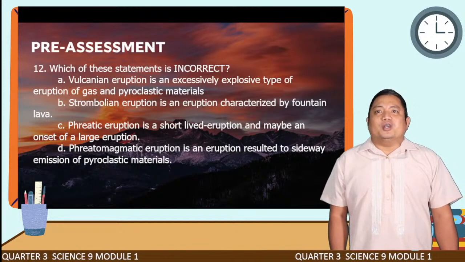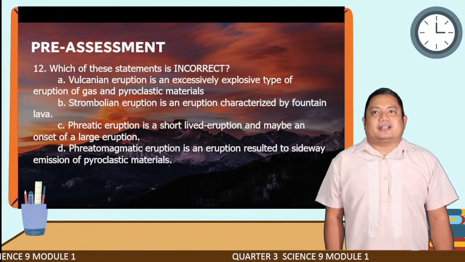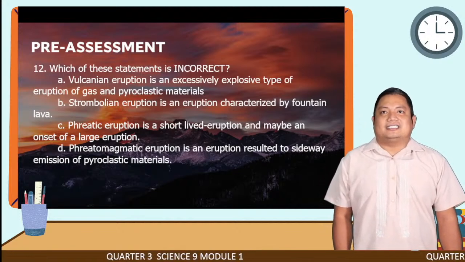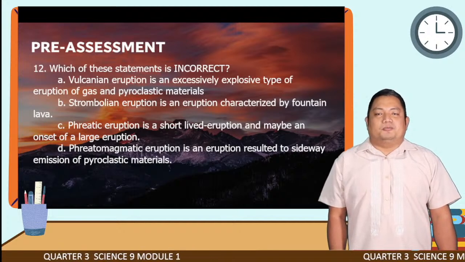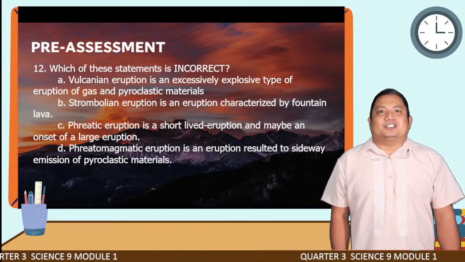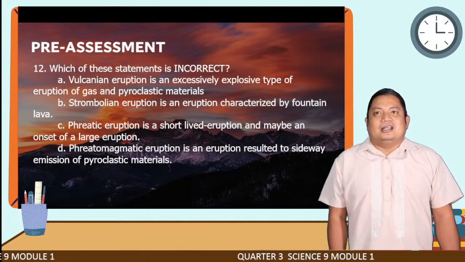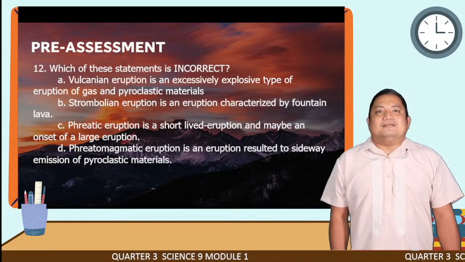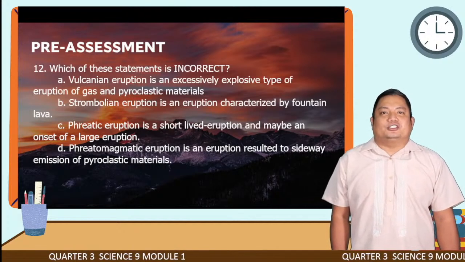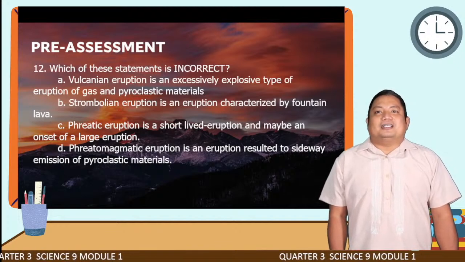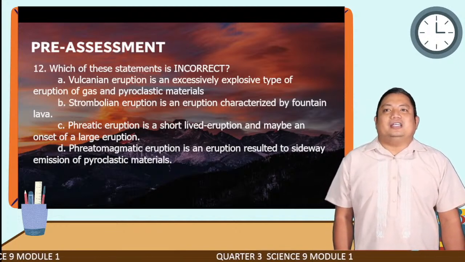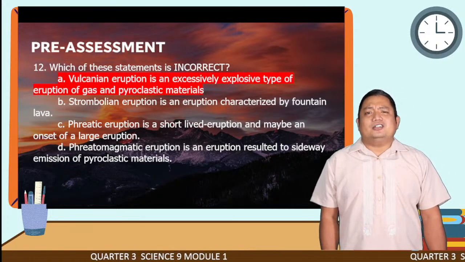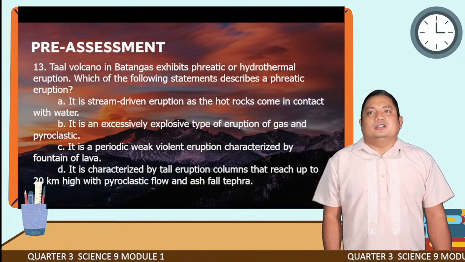Number 12. Which of these statements is incorrect? A. Volcanic eruption is an excessively explosive type of eruption of gas and pyroclastic materials. Letter B. Strombolian eruption is an eruption characterized by fountain lava. Letter C. Phreatic eruption is a short-lived eruption and may be an onset of a large eruption. Or letter D. Phreatomagmatic eruption is an eruption that results in sideways emission of pyroclastic materials. What is your answer? Very good. It is letter A.